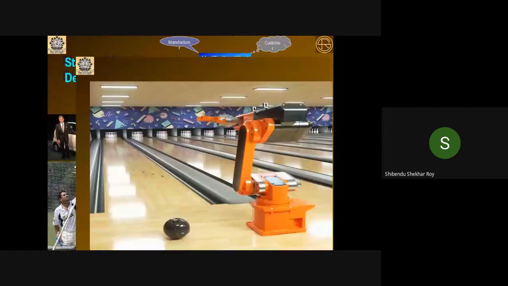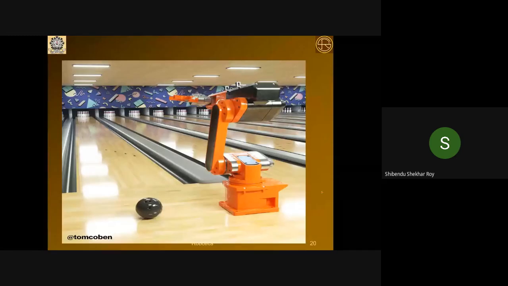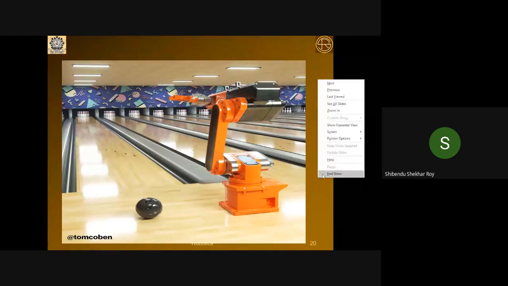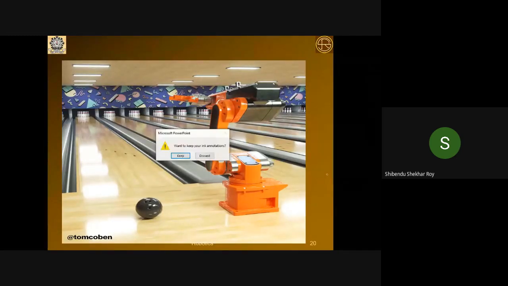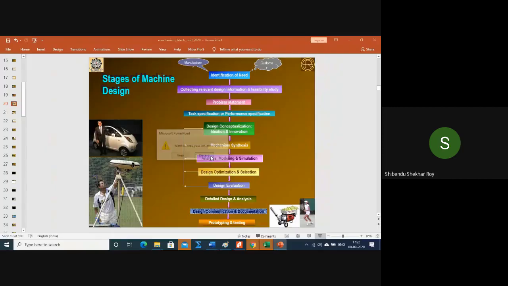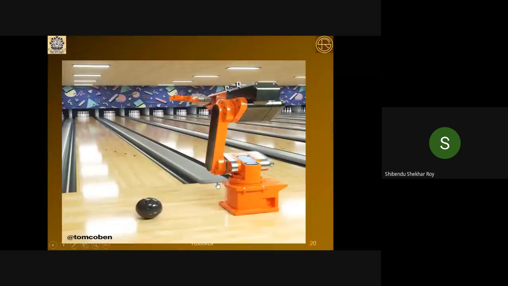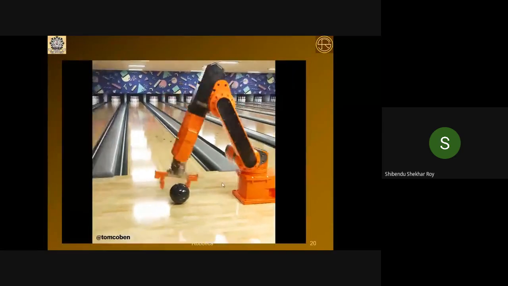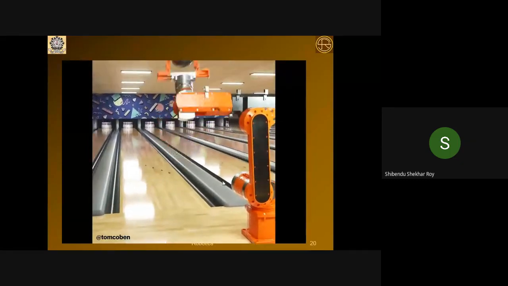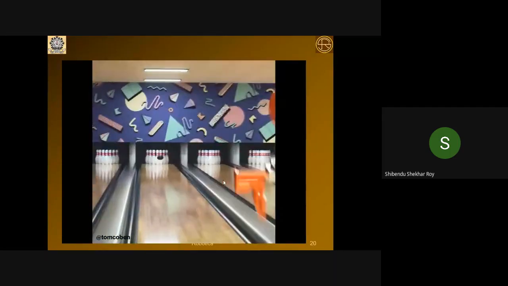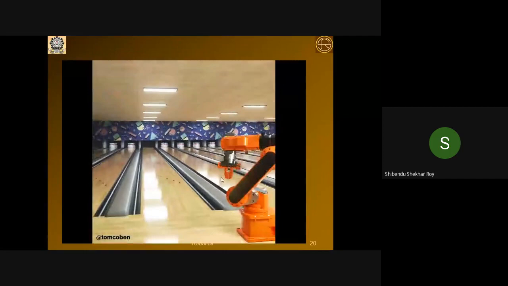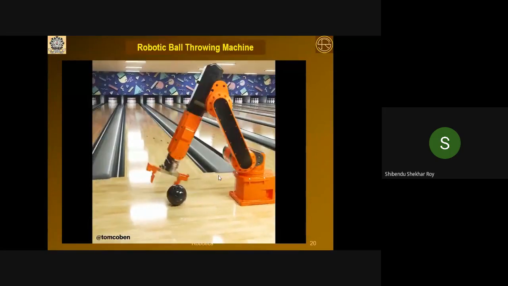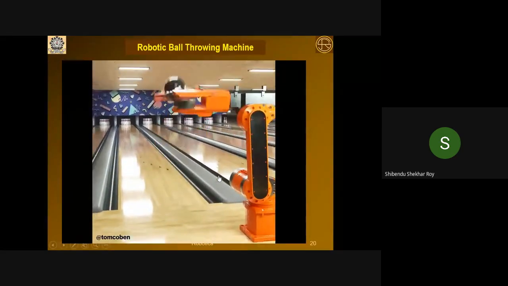In order to do that, another way, I don't know whether it will work or not. Let me check. See, another way you can throw the ball. Yeah, somebody mentioned it also. So it's also a mechanism.